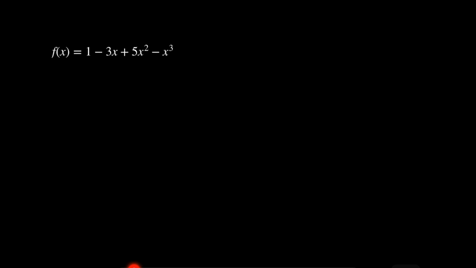So here's an example. We have the function f of x equals 1 minus 3x plus 5x squared minus x to the third. The domain of this function is all real numbers. This is a polynomial. It doesn't have any square roots, no fractions. Domain is all real numbers. Because this is a polynomial, that means it also has no asymptotes.